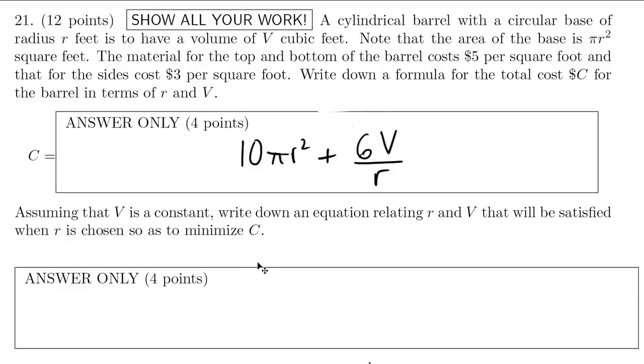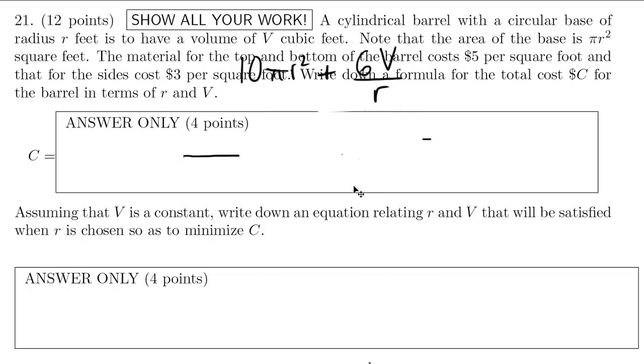Well, if we're asked to minimize C with respect to r, we should think of C as a function of r and then take its derivative, right? So this is a function of r. Remember, V is a constant, so it's just some number. So we have some number over r, and this is some number times r squared. So this is a function of r. So I think what we should do is, this is our function C of r. We're going to take its derivative and set it equal to 0.